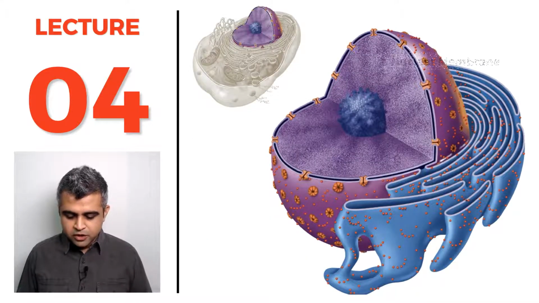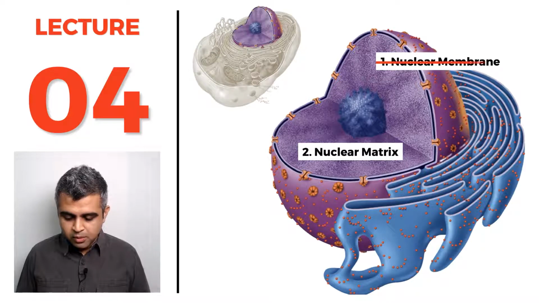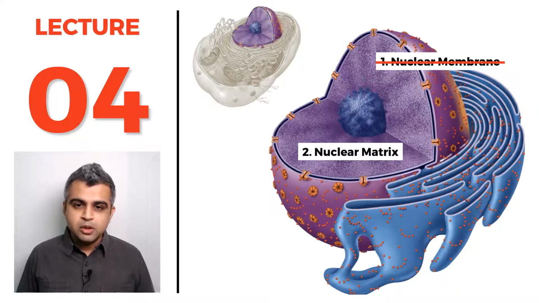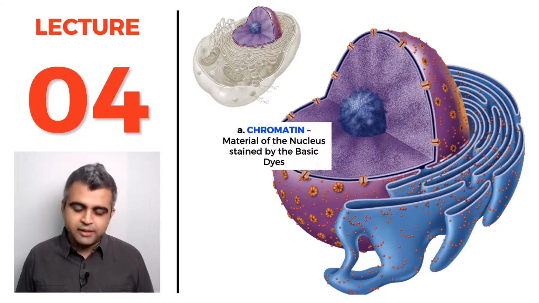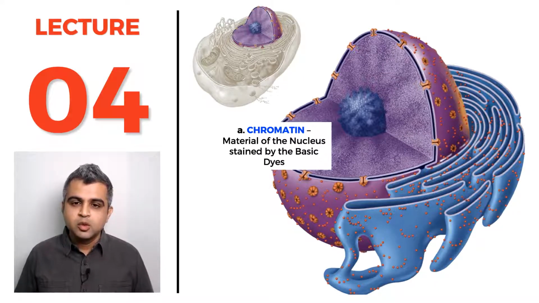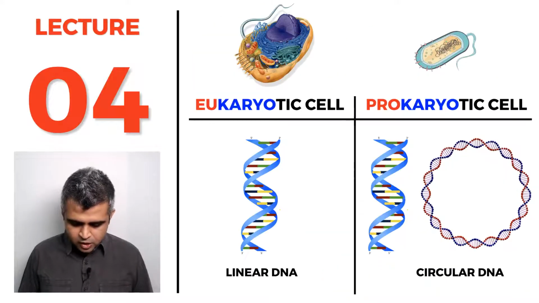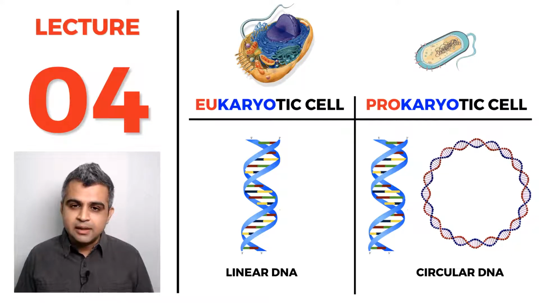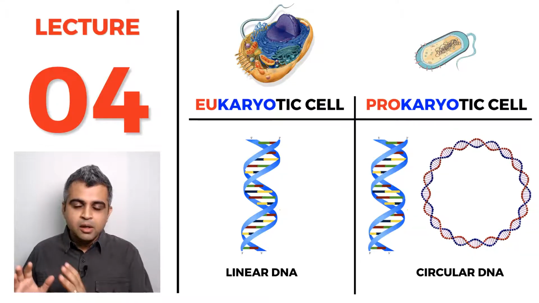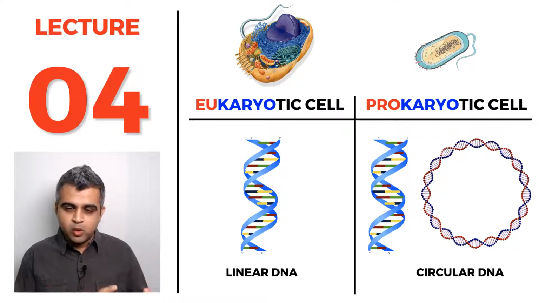So that finishes everything that you needed to know about the nuclear membrane. Talking about the nuclear matrix, the first thing that the nuclear matrix contains is going to be the chromatin. So chromatin is the material of the nucleus that can be stained by basic dyes, and here I explained to you something about DNA. So we discussed that the DNA is a double helix or a helical structure, which is pretty much the same structure in the case of a eukaryotic cell or a prokaryotic cell.